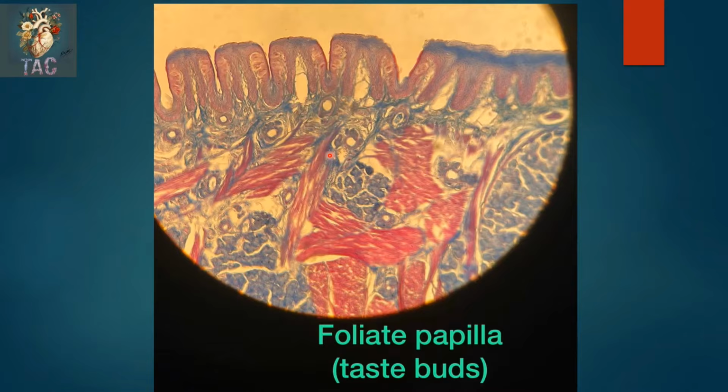This is the same slide at higher magnification. Here you can see the foliate papillas. These foliate papillas are finger-shaped papillas, and they are having the taste buds. So here you can appreciate the taste buds which are also present in it. These are the different portions of the glands which are present in association to the foliate papilla, and these are the section of the skeletal muscles.